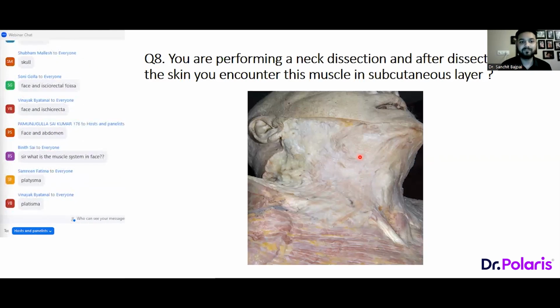So, Binit, I'll come back to you. Before that, Samreen has answered platysma. Okay. Vinayak, platysma. Vahini, Soni, platysma. Okay. So, can anyone tell me that platysma is present in which layer?